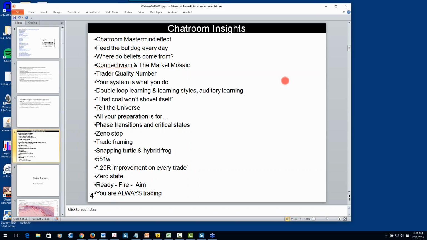So the first thing is that there is indisputably a chat room mastermind effect, and you're already seeing it in the discussion boards in this classroom, and also in the daily practice of the chat room, that there is a tremendous amount of crosstalk and mutual learning and mutual support that's going on.